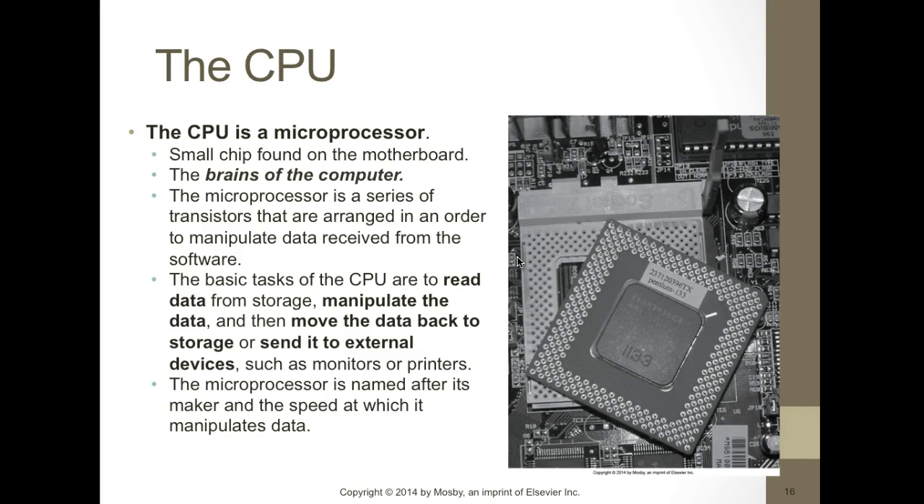So the microprocessor is a series of transistors that are arranged in order to manipulate data received from software. So the basic tasks of the CPU are to read data from storage, manipulate the data, and then move the data back to storage or send it to some kind of external device for storage, such as monitors or printers. So the microprocessor is named after the maker and the speed at which it manipulates data.